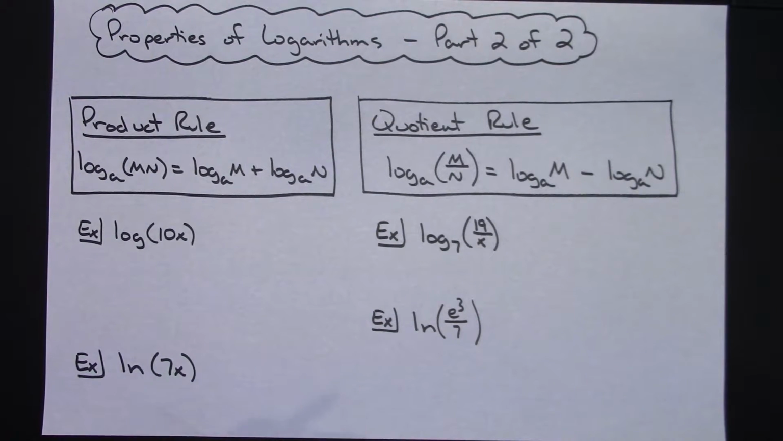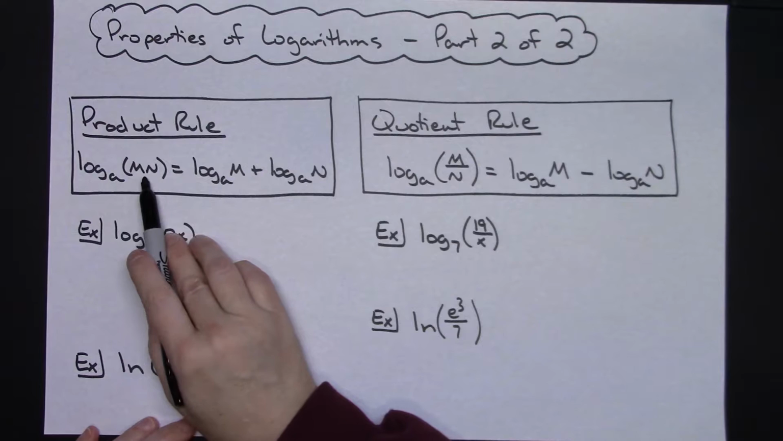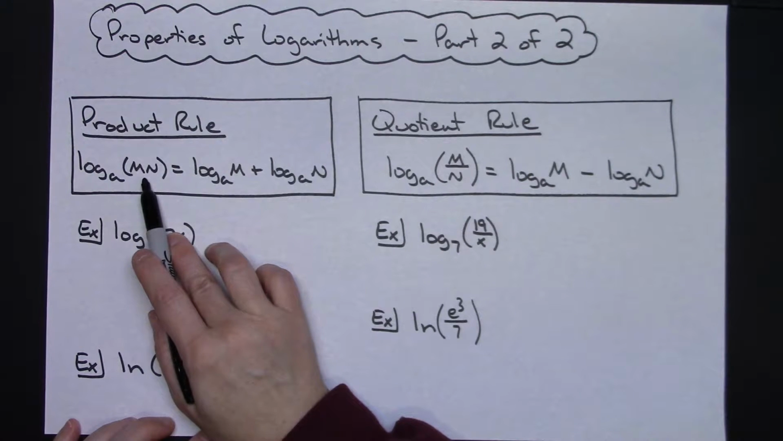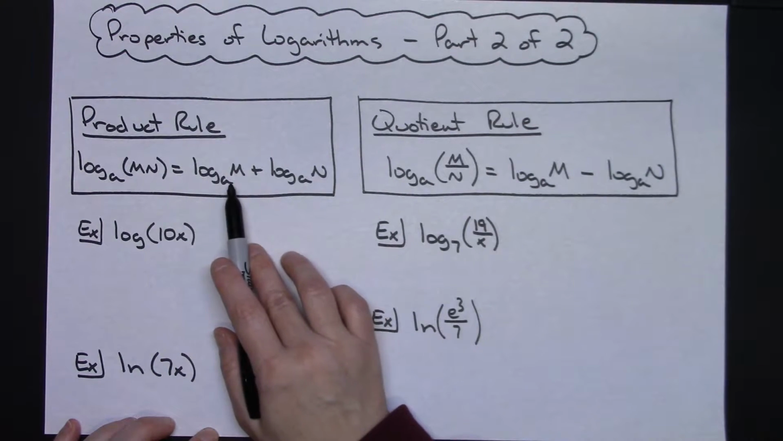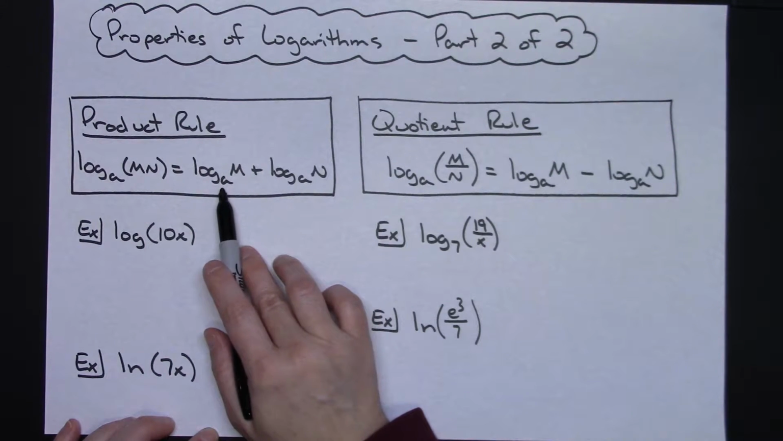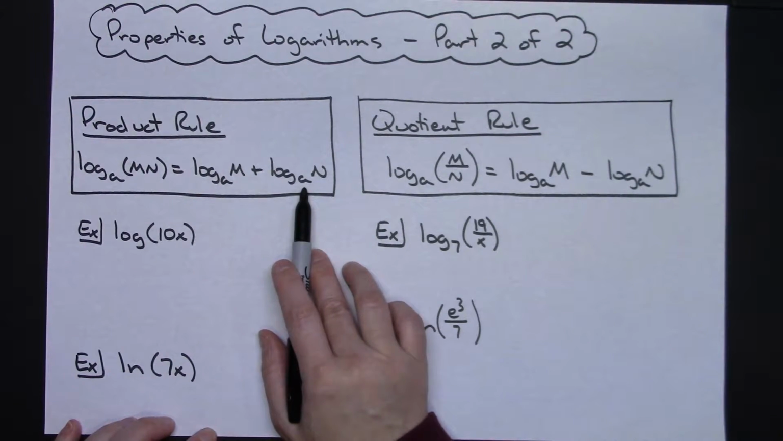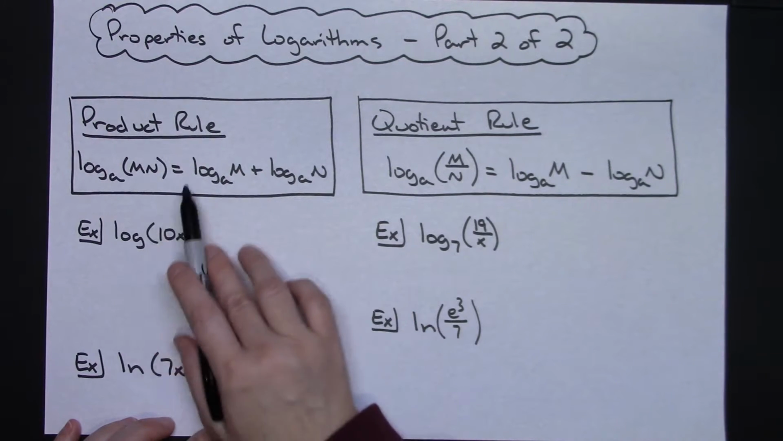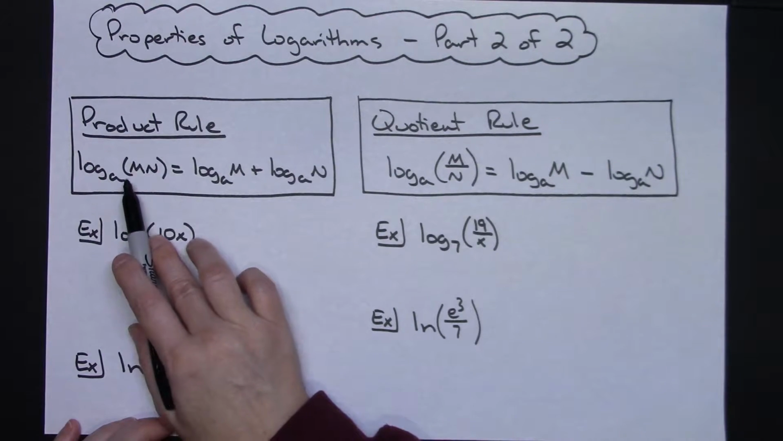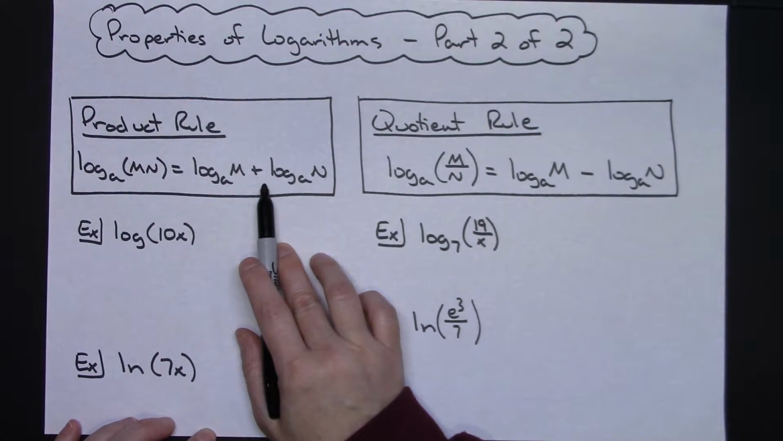Let's say you have a product that's being multiplied and it's of a base A. The product rule says that when I'm multiplying these two logs, I can separate them and expand them into 2 separate logs that are being added and then use that same base. In this video I am just going to show going from the 2 logs being multiplied into addition. That would be expanding the log.